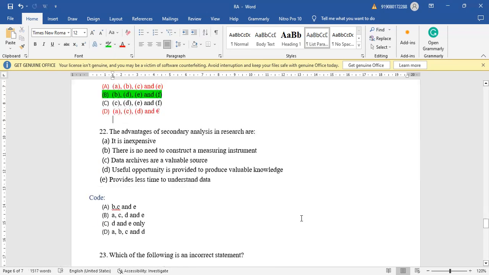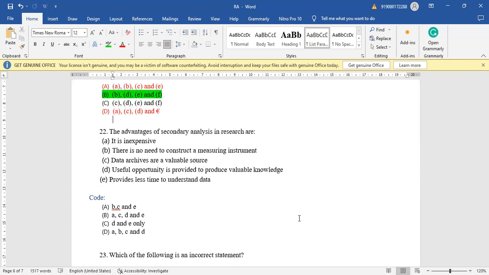The advantage of secondary analysis is dash. So E is there in every option. Let us check E first. Provides less time to understand the data. Is that so? Yes, sir. So secondary data gives you less time to understand the data.